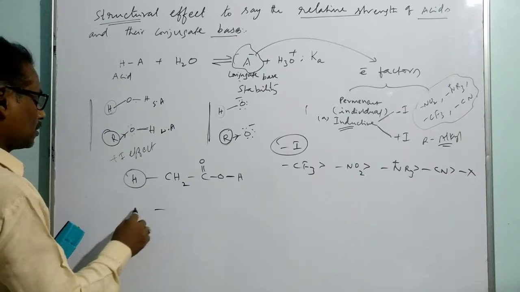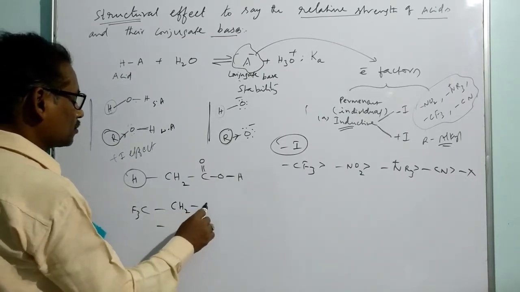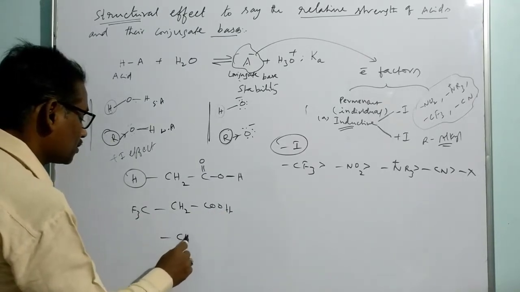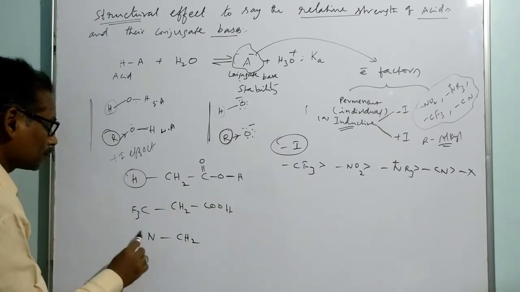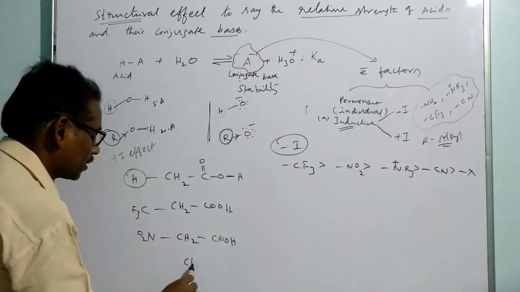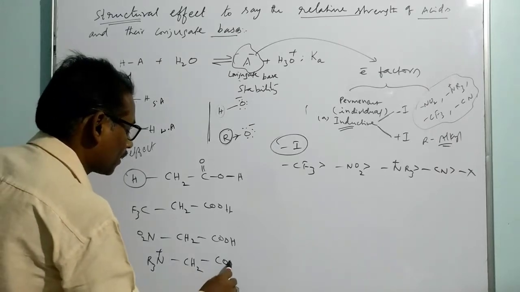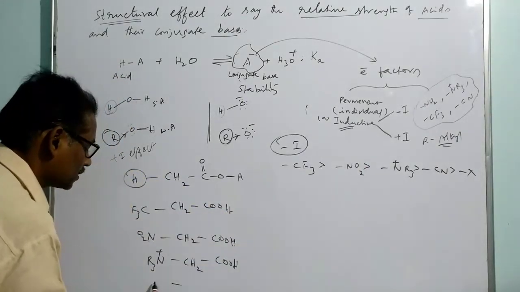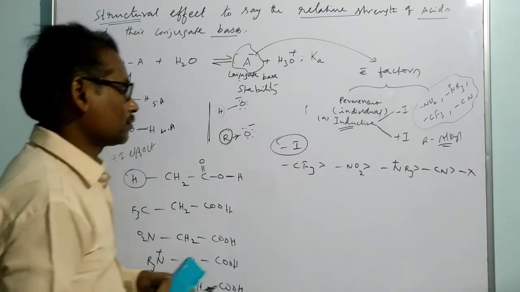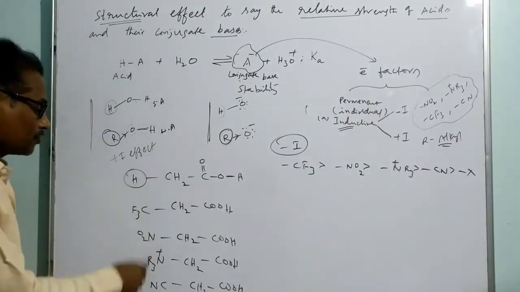This is replaced with CF3, that means the remaining part is same, CH2COOH. Let me substitute here one of the hydrogens by NO2. Let me take one more example, where one of the hydrogens is substituted with trialkyl ammonium. Then one of the groups is substituted with a CN group. Now, by knowing the order of withdrawing power of these groups, we can see the negative inductive effect is more noticed in which case?